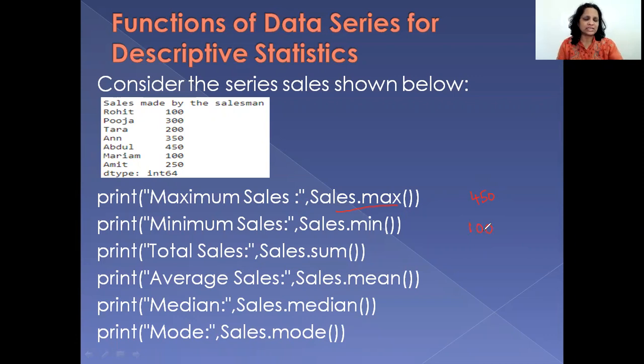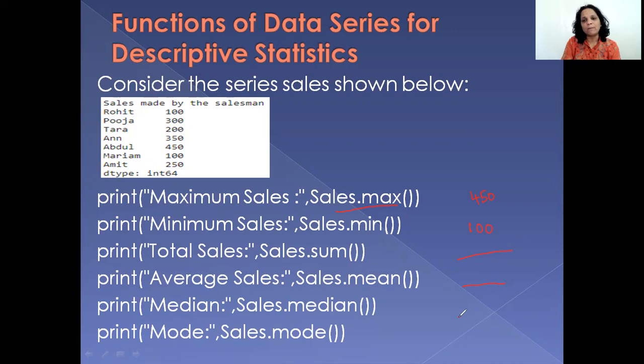Next, I have sum. Okay, sum will be whatever value. It's just the addition of 100 plus 300 plus 200 plus 350. Now, mean. Mean is same like the average. So what will it do? It'll add up 100 plus 300 plus 200 plus 350 plus 450 plus 100 and plus 250 once again. And it will tell you the average score there.